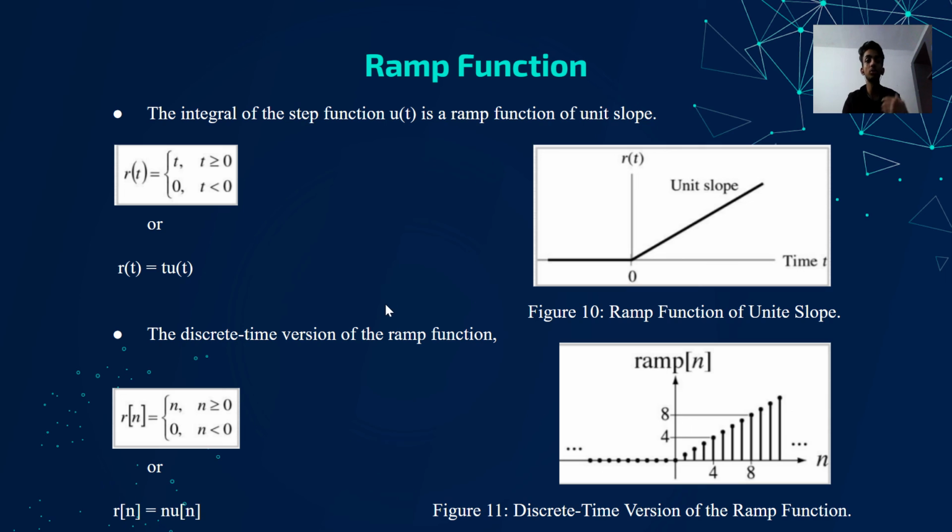Now, if we talk about the discrete time version of the ramp function, then r of n is basically n when n is greater than or equal to 0, and when n is less than 0, it is equal to 0. Or you can say that r of n is actually n u of n. So this is the discrete time version of the ramp function.